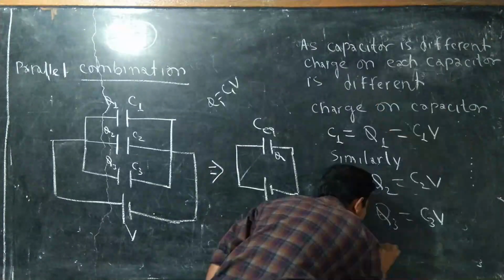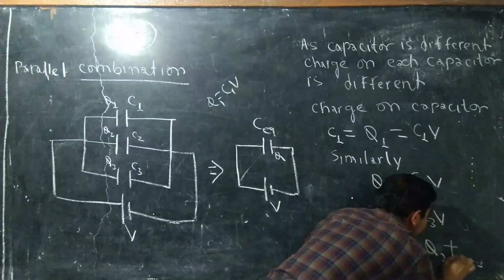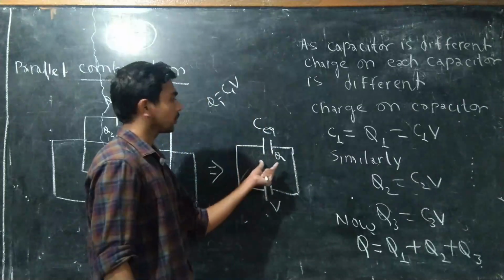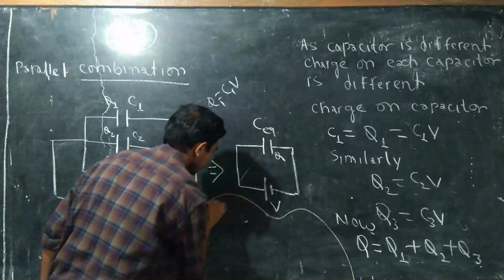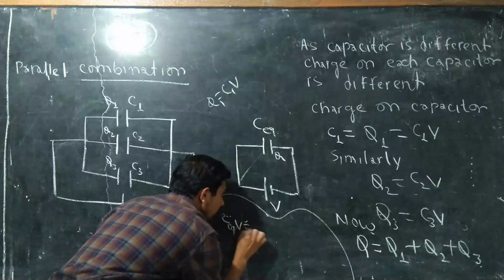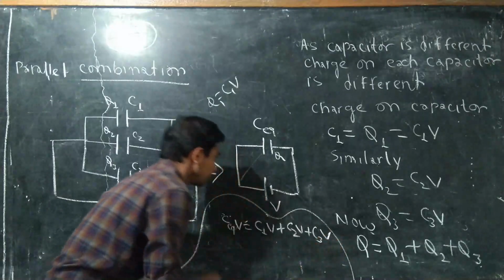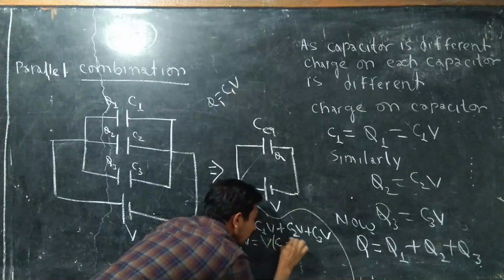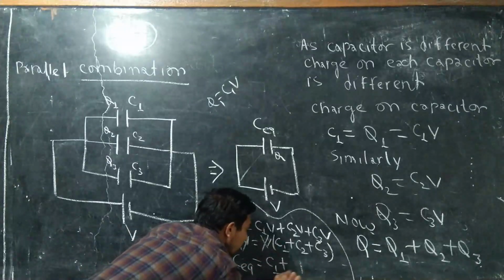So in the next step, this Q will be equal to Q1 plus Q2 plus Q3. Q1, Q2, Q3 and Q are known to us, so by substituting the values we are able to find the final expression. In place of Q, we can write C equivalent into V. Here, C1 into V plus C2 into V plus C3 into V. You can see V is present everywhere, so we can take V as a common. So we have C1 plus C2 plus C3. This V cancels, so C equivalent is equal to C1 plus C2 plus C3.